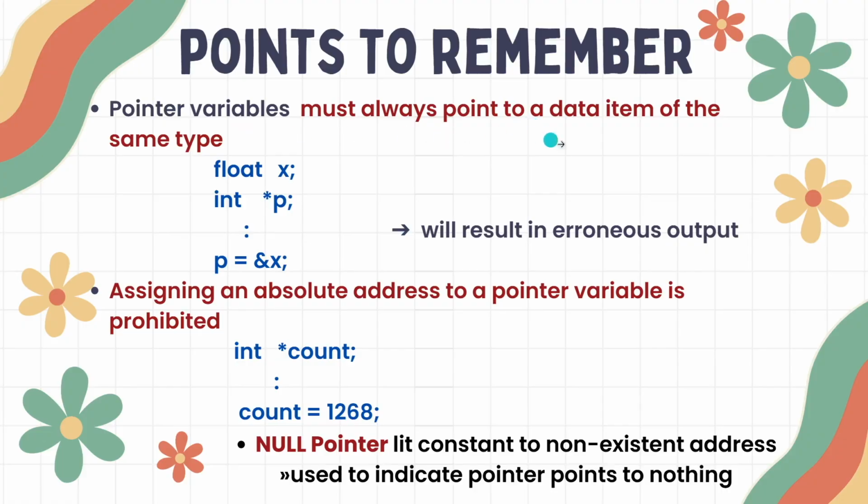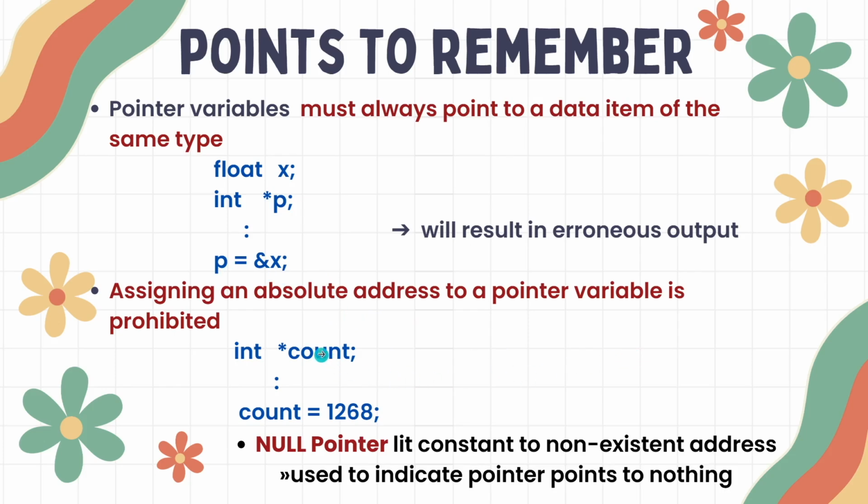Pointer variables must always point to a data item of the same type. I mentioned this before: if you make an integer pointer, it can point to some integer variable, and we cannot mix and match because that will lead to erroneous output. In this example, we have a variable x which is of floating point type. We have declared a pointer p which is of type integer, and it is wrong to store the address of a floating point variable in an integer pointer, which is of course forbidden.